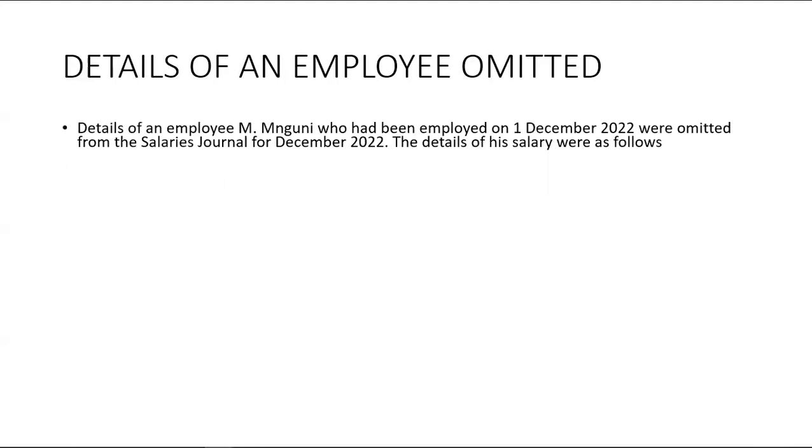All right, let us check this example here. These are details of an employee, M. Nguni, who had been employed on the 1st of December 2022 and was omitted from salaries and wages for December 2022. Oh, okay. So this person was employed right at the end of the financial year, I'm guessing. The details of his salary were as follows.